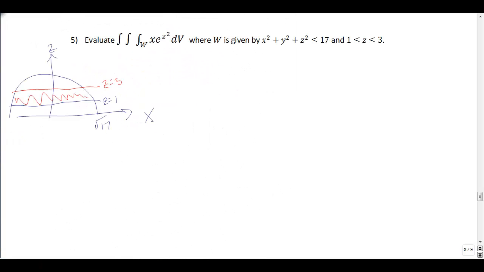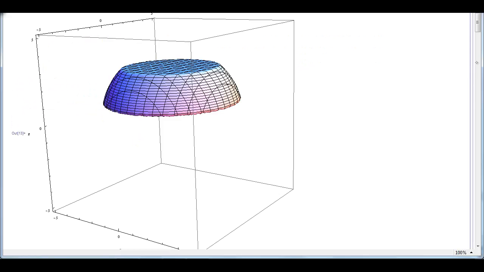Now, this region you could integrate in spherical or cylindrical coordinates. We'll do both of those. They each are going to end up using two triple integrals. But this is an example of a problem where you can do this without evaluating an integral at all. The trick is if you notice you have this x here. The function you're integrating is x times e to the z squared, so that's odd in terms of x. What that means is that if your region is symmetric about the plane x equals 0, that's the yz plane, then your integral is going to be 0. And that's exactly what's going to happen.